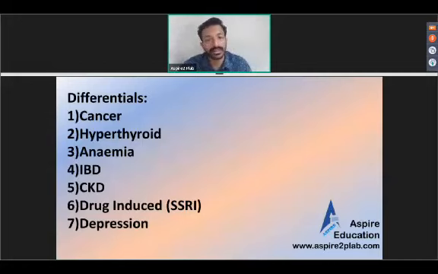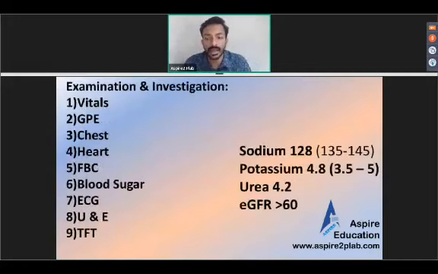Now we have to do the examination. As we have mentioned in the previous station, here also you need to mention, I would like to check your general physical examination. I would like to check vitals. We'll check chest, heart, and then we'll be doing some routine investigations. Routine investigations include full blood count. It includes the blood sugar, because if the patient is having diabetes, these kinds of patients also feel tired, so rule out that as well. Do an ECG, U&Es, TFT, thyroid function test. All these things you have to mention.